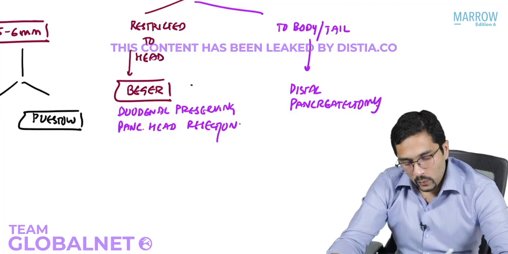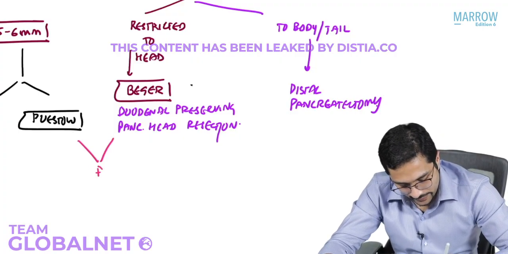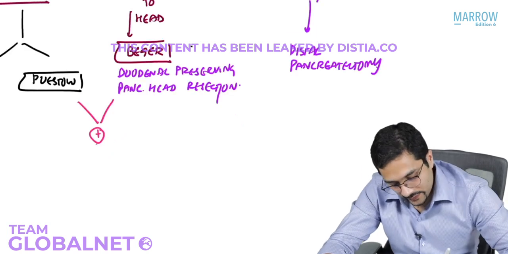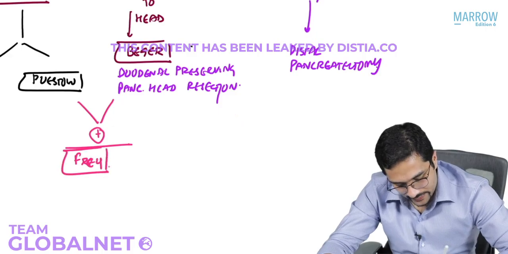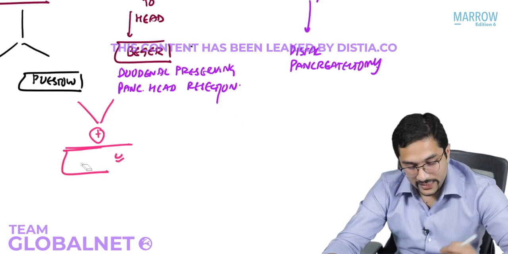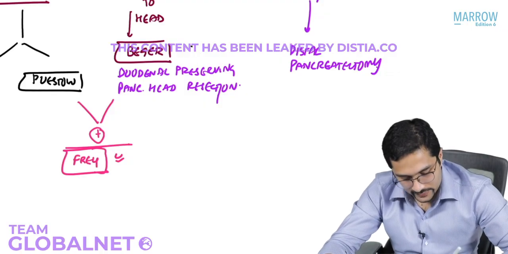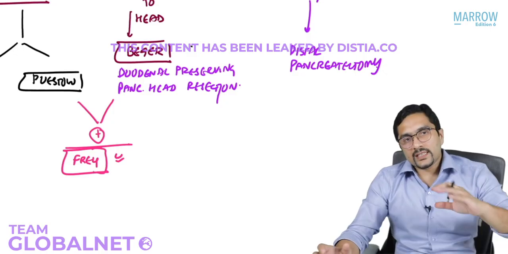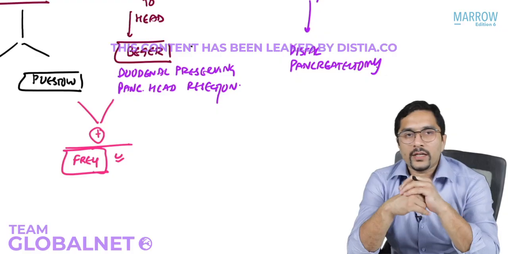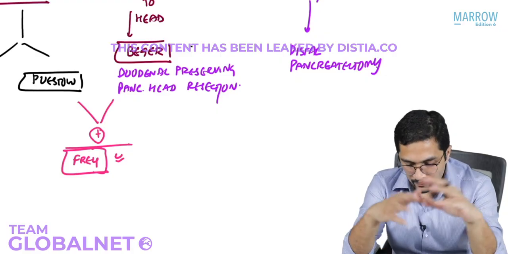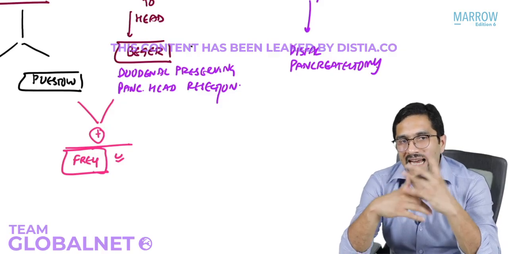Okay. Now, one more thing, if we combine Puestow and Beger, then we can get the Frey procedure. So if you have pancreatitis restricted to the head and there are stones also all along the duct, then we can do Frey procedure, which is pancreatic head resection, duodenal preserving, along with longitudinal pancreatico-jejunostomy. So these are the various surgical options in chronic pancreatitis.